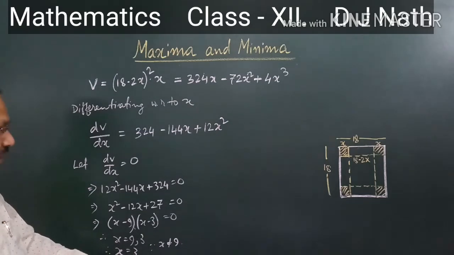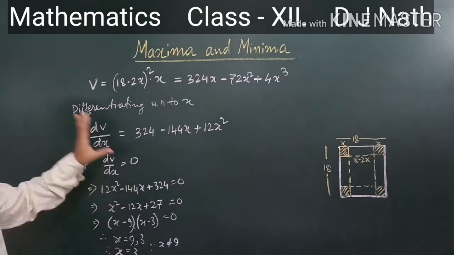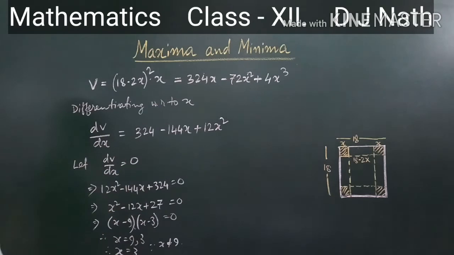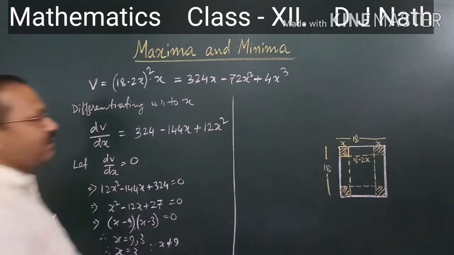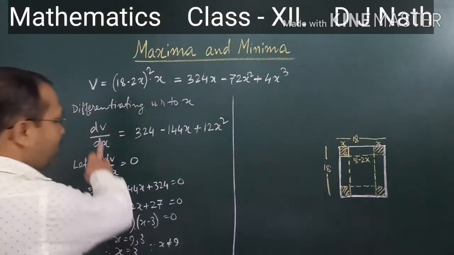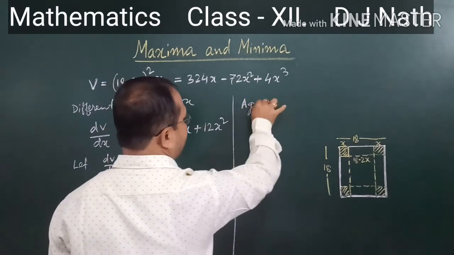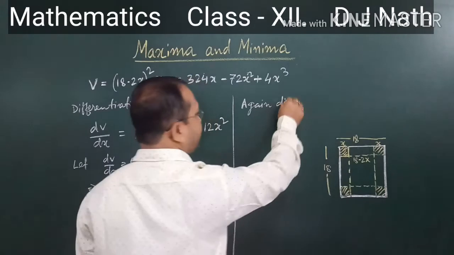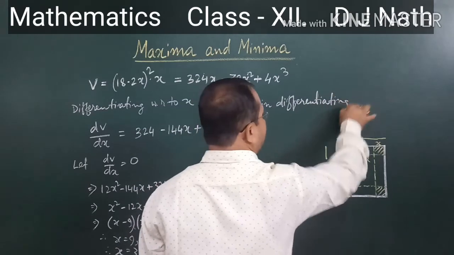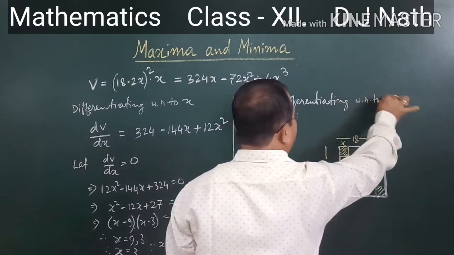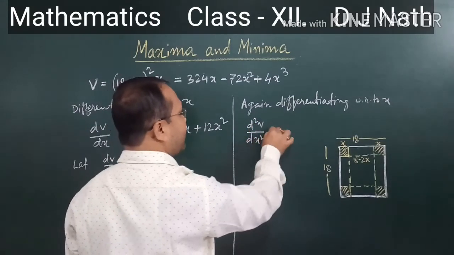So we have to check the double differentiation at x is equal to 3, whether it is negative or not. If it is negative, you can say it is maximum. So what will we do? Double differentiate. So again differentiating dV/dx with respect to x, what we will get is d square V by dx square.